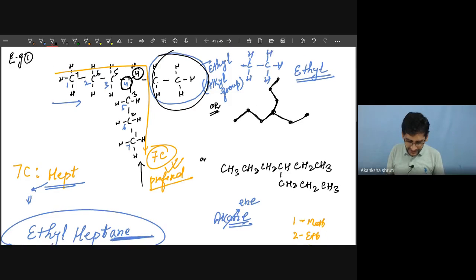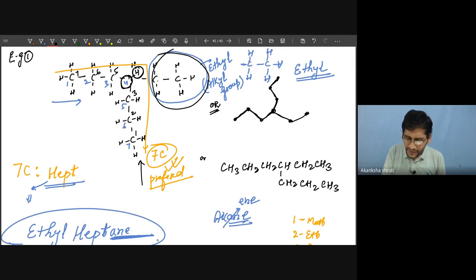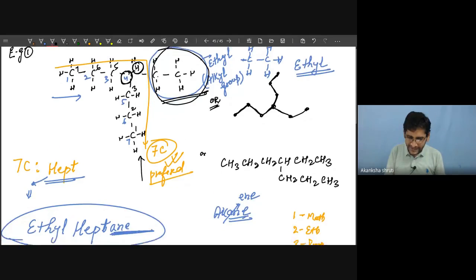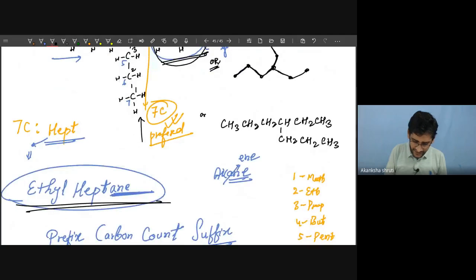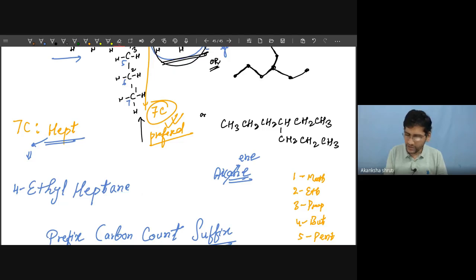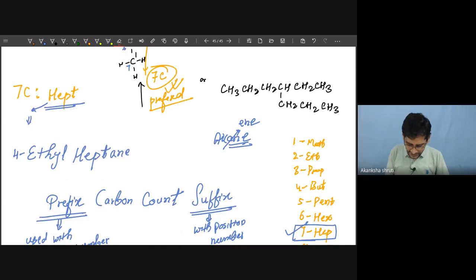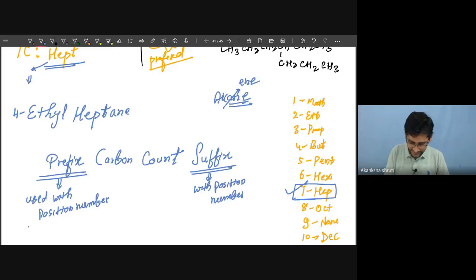But just to complete this name, what shall I use? Before this alkyl group, I shall put this number only. So just come here, the name that we have written. Before this, I need to put the 4 here. So it is 4-ethylheptane. This is the final name. It's so simple. Are you getting it? But we have to practice. So this was the meaning of giving their position value.